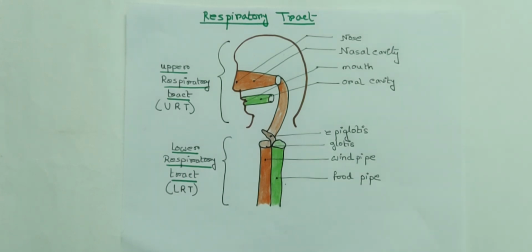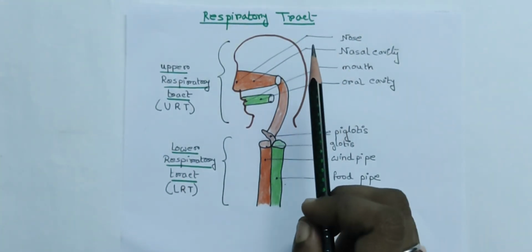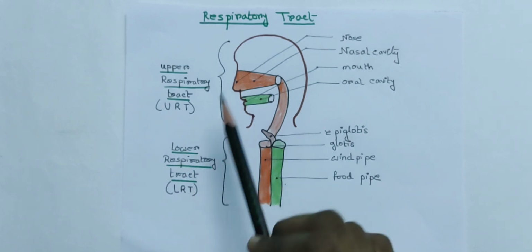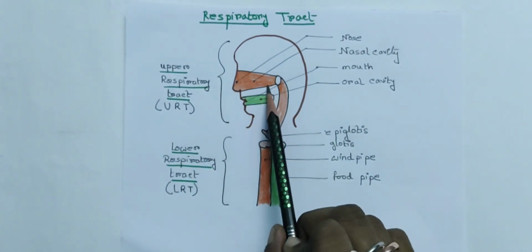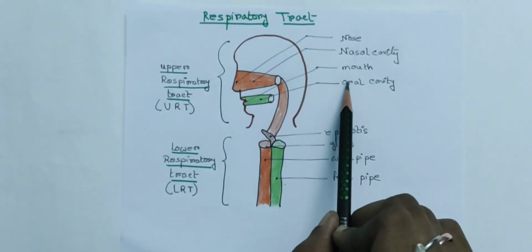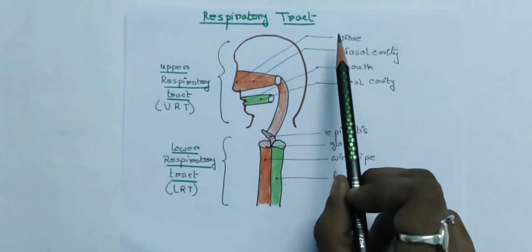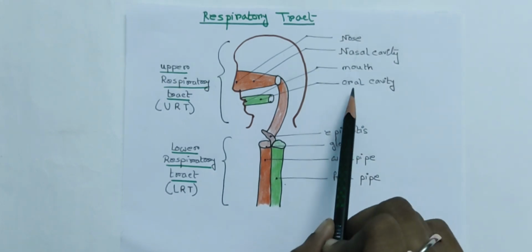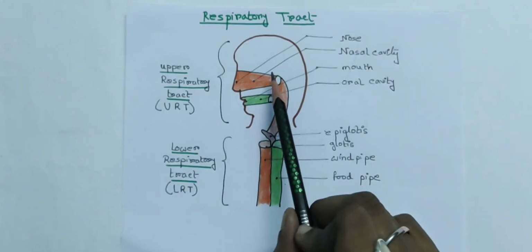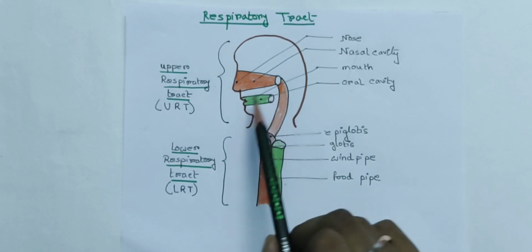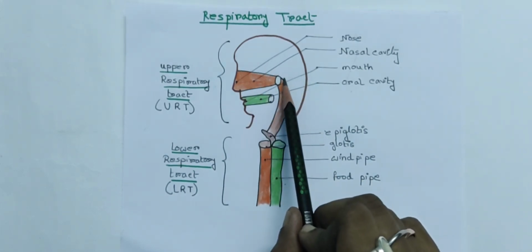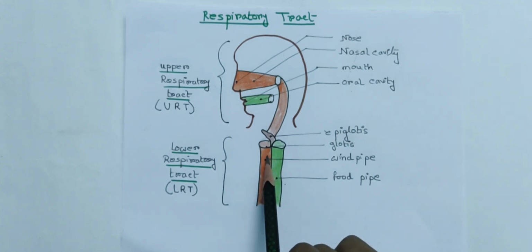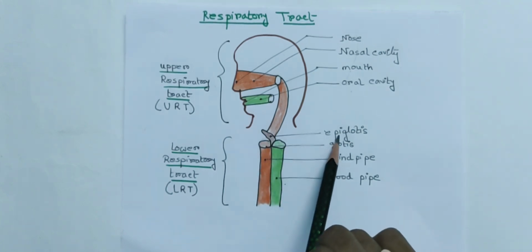The second category is the respiratory tract. The respiratory tract is divided into two parts, the upper respiratory tract and the lower respiratory tract. The parts included under the upper respiratory tract are the nose, nasal cavity, mouth and oral cavity. So these are the upper respiratory tract. And the lower respiratory tract includes the epiglottis and glottis.